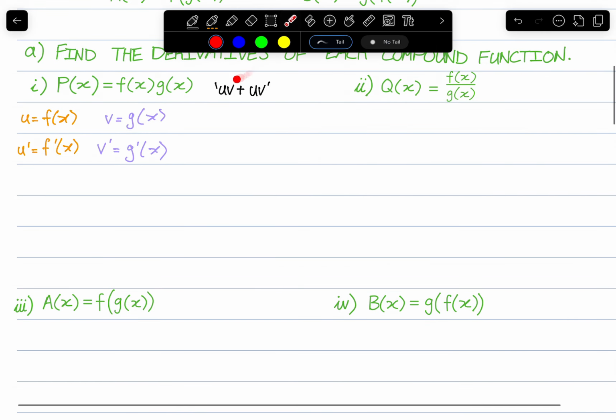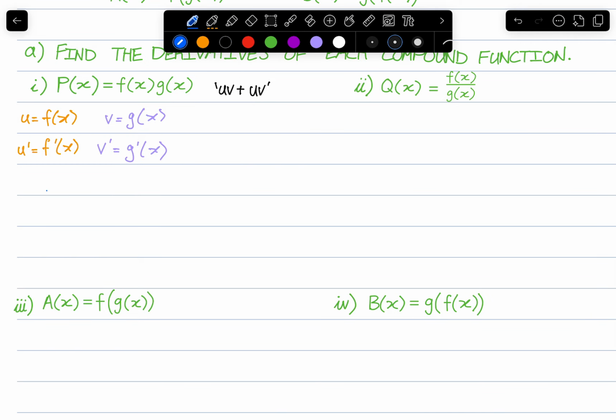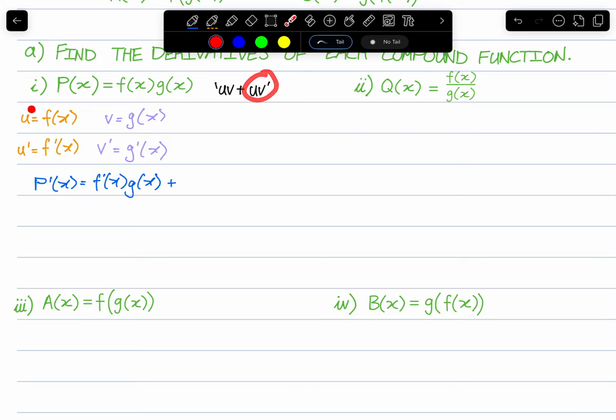So following exactly this rule for these expressions, we get the following. P prime of x is equal to u prime times v. That's going to give us f prime of x, g of x, plus u v prime, u times v prime. That's f of x, g prime of x. And that is our product rule.